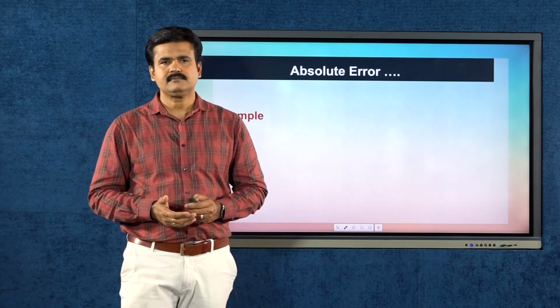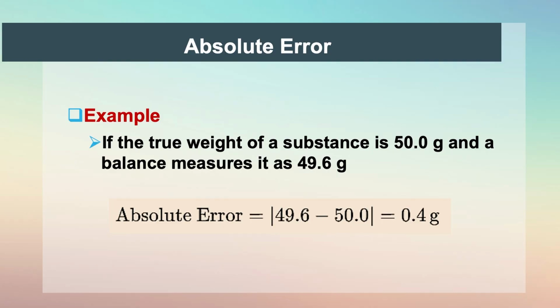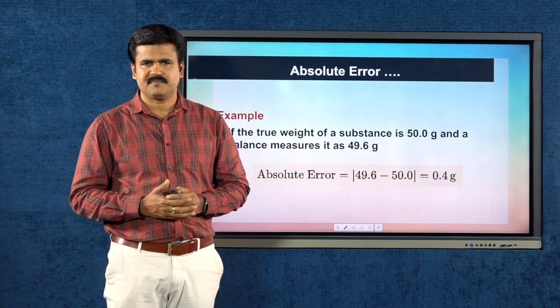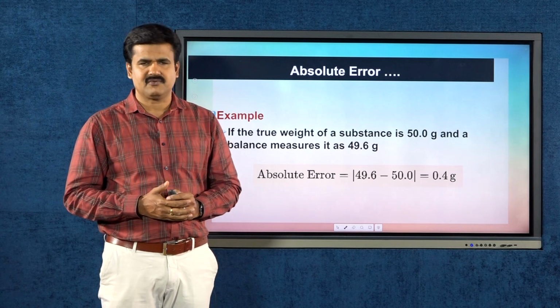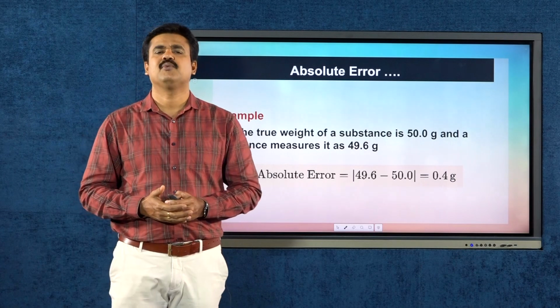Now, a simple example illustrates the concept. If the true weight of a substance is 50 gram and the balance measures it as 49.6 gram, simply take the difference to find out the absolute error. Absolute error in the present problem is 49.6, that is the measured value, minus the true value, that is 50. Take the modulus only. So, you are getting 0.4. The difference is actually minus 0.4. Since we are taking only the magnitude, we got the final value as 0.4.